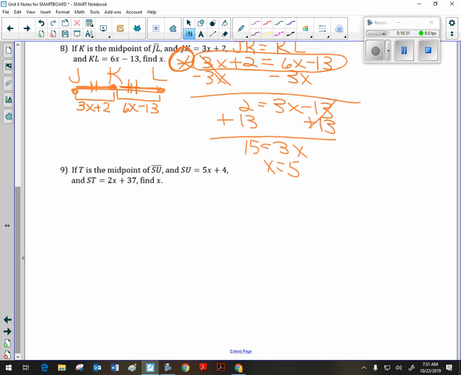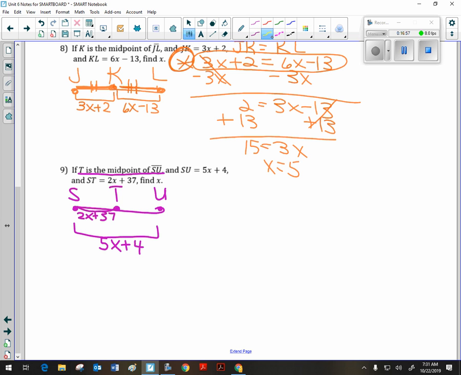In question number 9, it is talking about the same scenario. T is the midpoint of SU. The one thing we're going to change here, though, is the letters. So same scenario. T is in the middle. The part that goes from S to U is 5x plus 4. The part that goes from S to T, 2x plus 37. And they want us to solve for x.